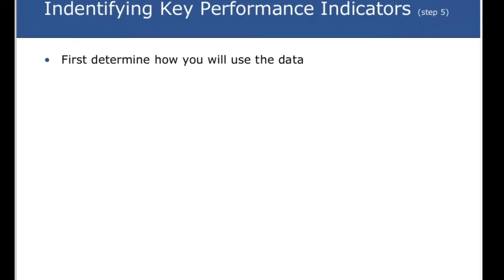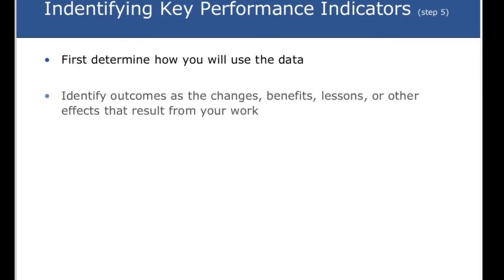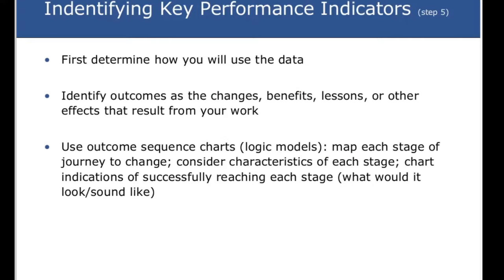How you will use the information becomes very much a basis for what information that you will collect. And in fact, you shouldn't collect information that you won't use in some form. This keeps your outcome measurement process really streamlined. And then identify the outcomes as the changes, the benefits, or lessons, or other effects that result from the actual work that you do. Use the outcome sequence chart.